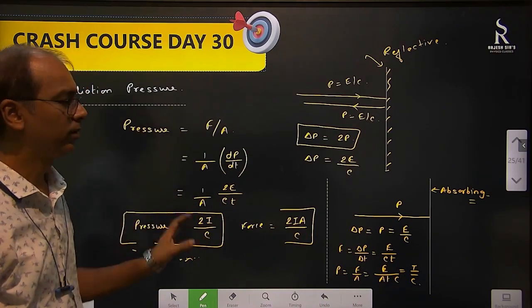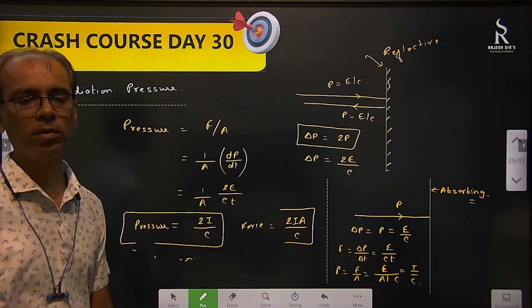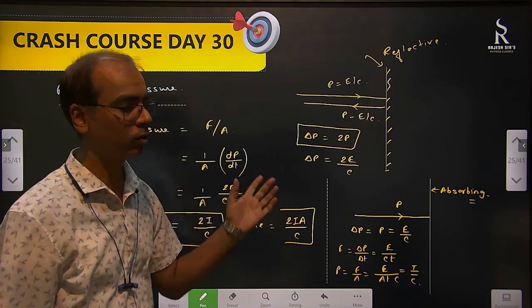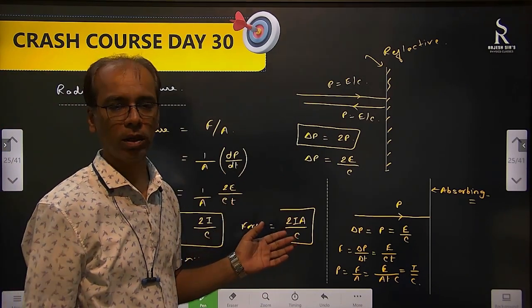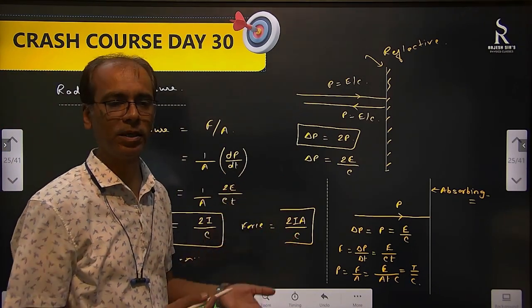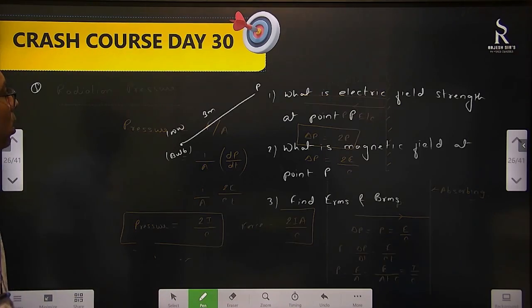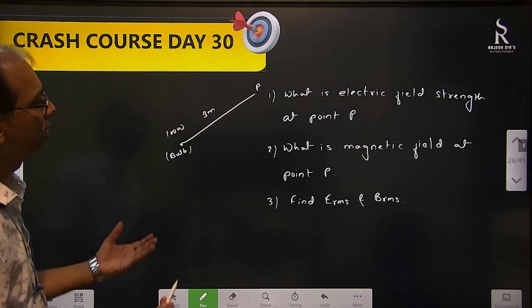Now once this waves chapter is over, we are entering into modern physics. So in modern physics we'll see the same thing again, but in terms of photons. Momentum of a photon is also E by C only. Alright.